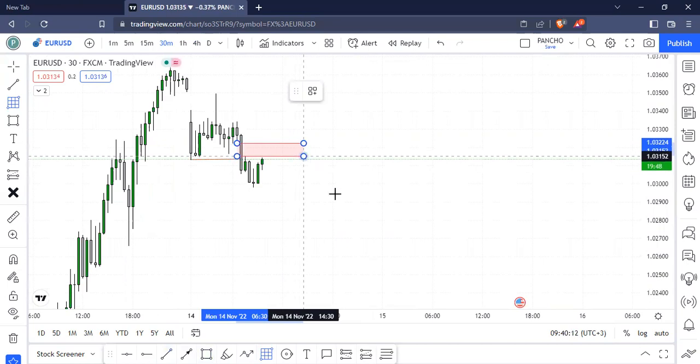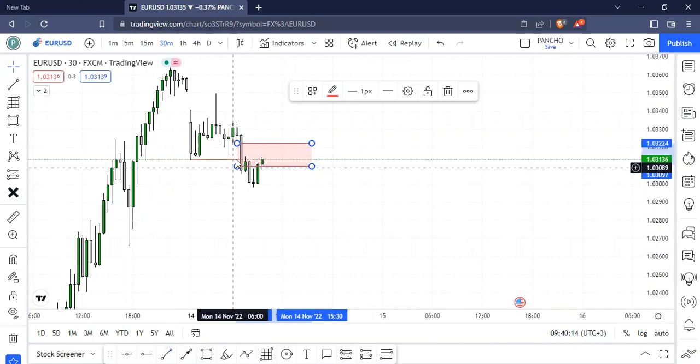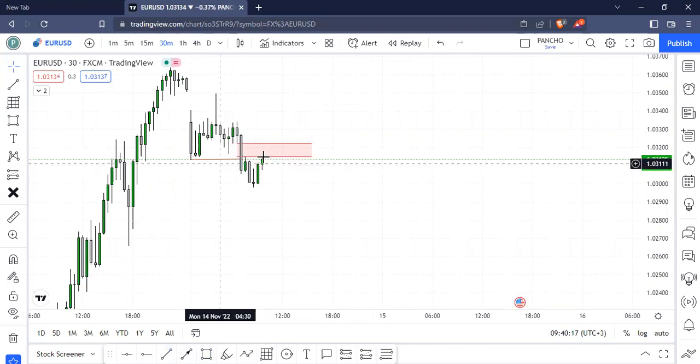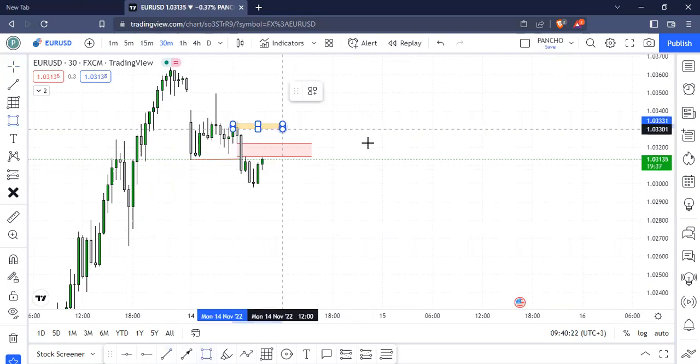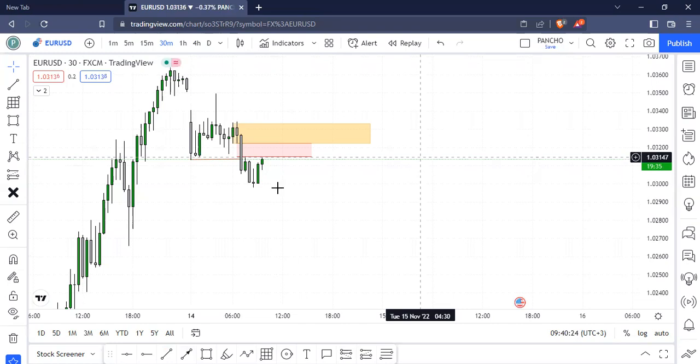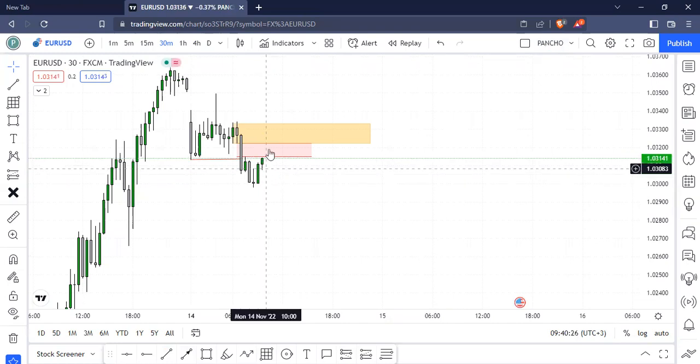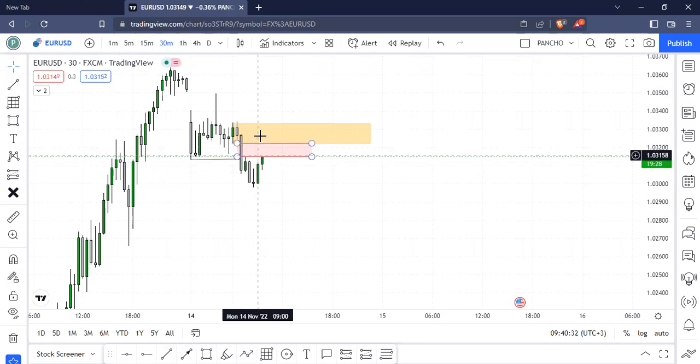See that gap? We have this fair value gap right there, and now the market is approaching this gap. Right there, we have an order block again here. We have this order block. So we are actually expecting to see the market moving inside this. And then after entering this fair value gap, we should respect our order block.